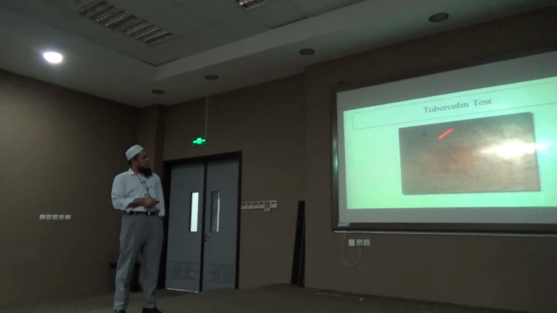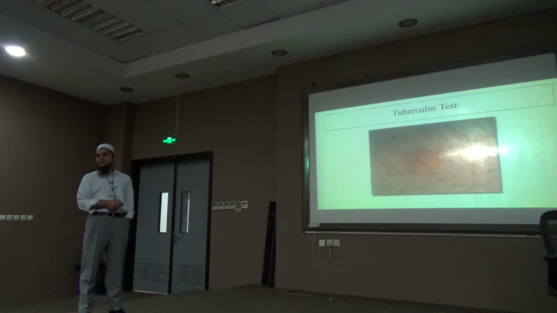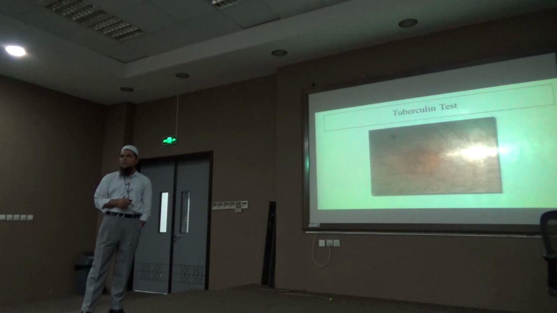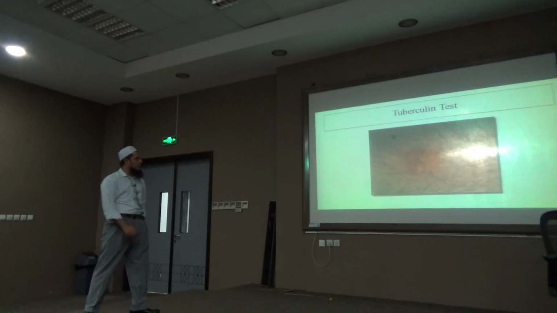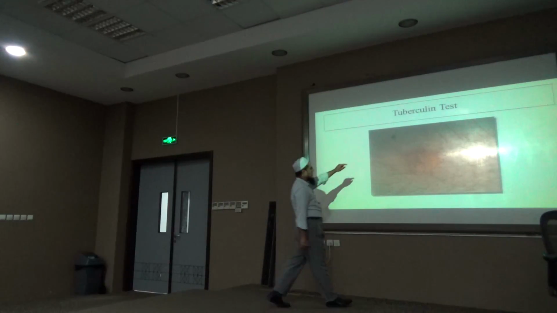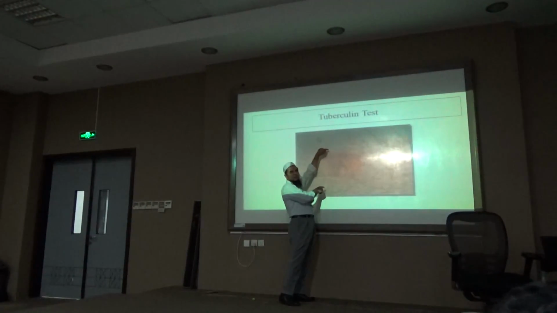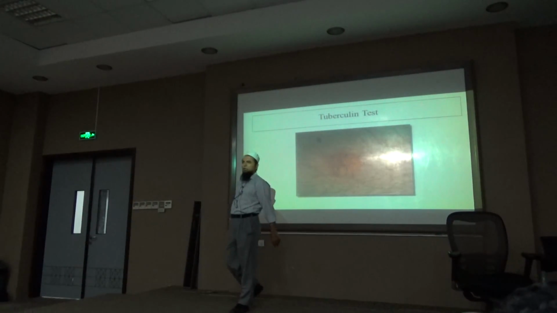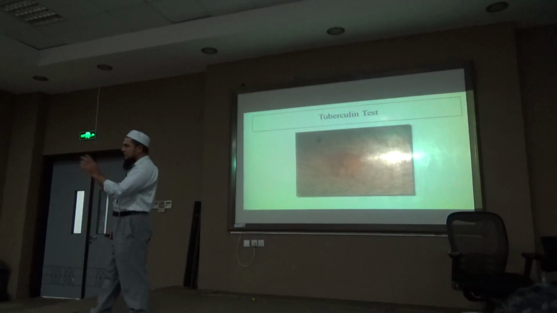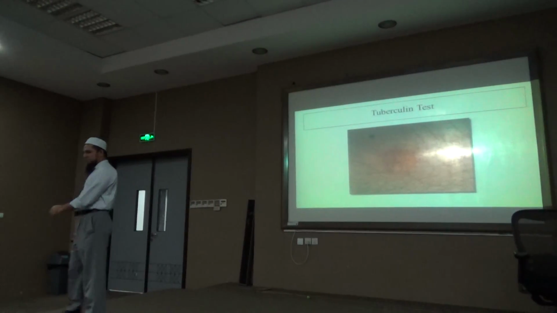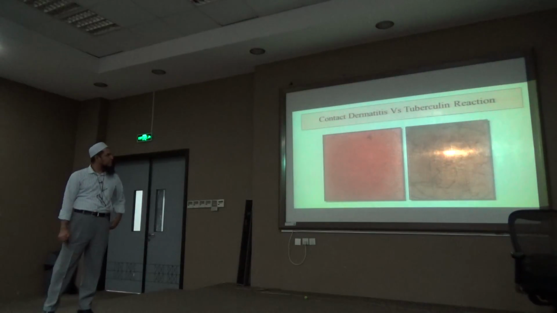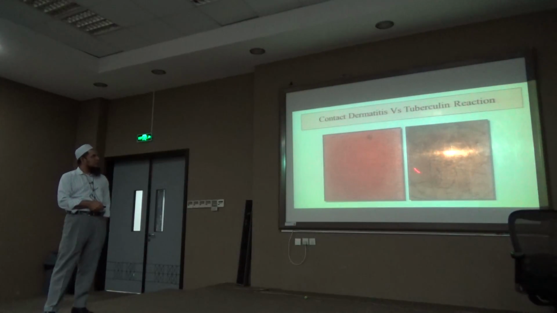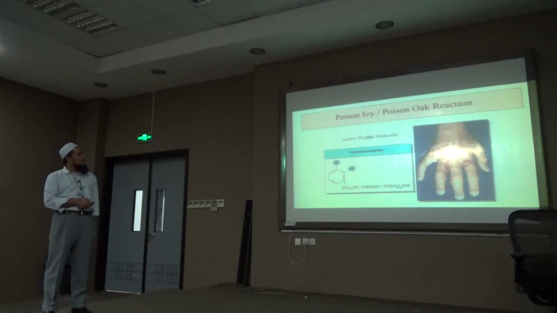Okay guys, so this is the tuberculin test. We give an injection intradermally, see it after 72 hours, and then we measure how much is the redness and swelling. There is a criteria for that, and then you say the tuberculin test is positive. This is dermatitis versus tuberculin test.